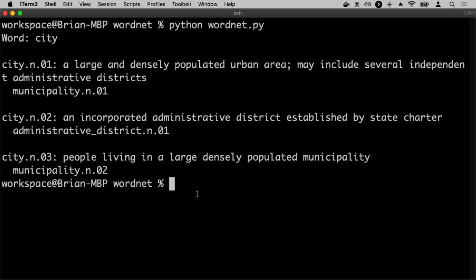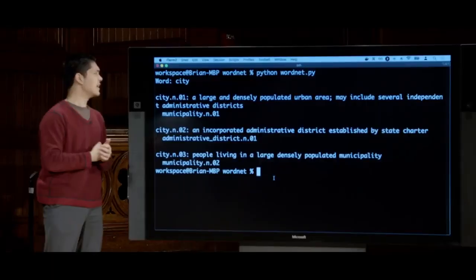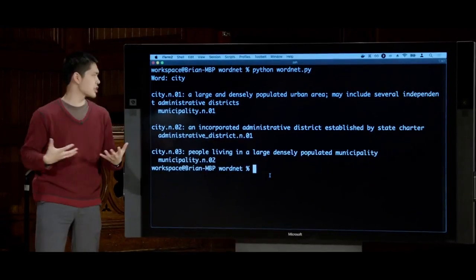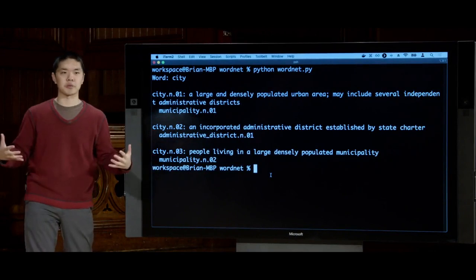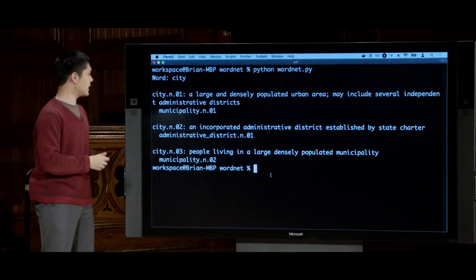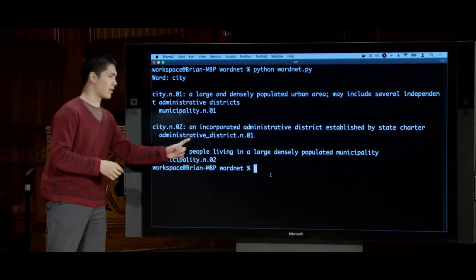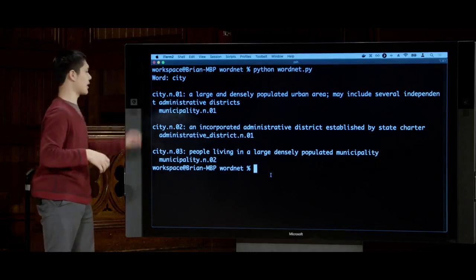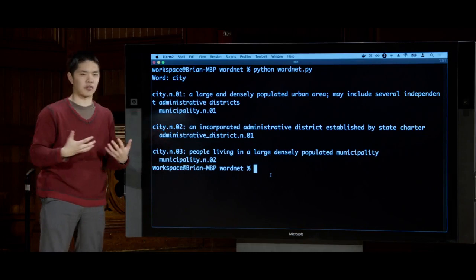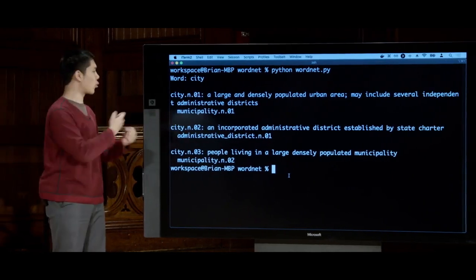It turns out that city has 3 different senses, 3 different meanings according to WordNet. And it's really just kind of like a dictionary where each sense is associated with its meaning, just some definition provided by a human. And then it's also got categories, for example, that a word belongs to. That a city is a type of municipality. A city is a type of administrative district. And that allows me to relate words to other words.